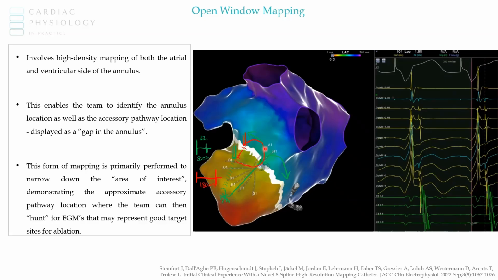Some 3D mapping systems will mark an area of wavefront discontinuity with a white line. If there's a big difference between two adjacent timing points, it will go, oh, there's wavefront discontinuity here, and it will put a white line down. That white line roughly represents a line of block, and that helps us define where this fibrous, electrically inert mitral annulus is.